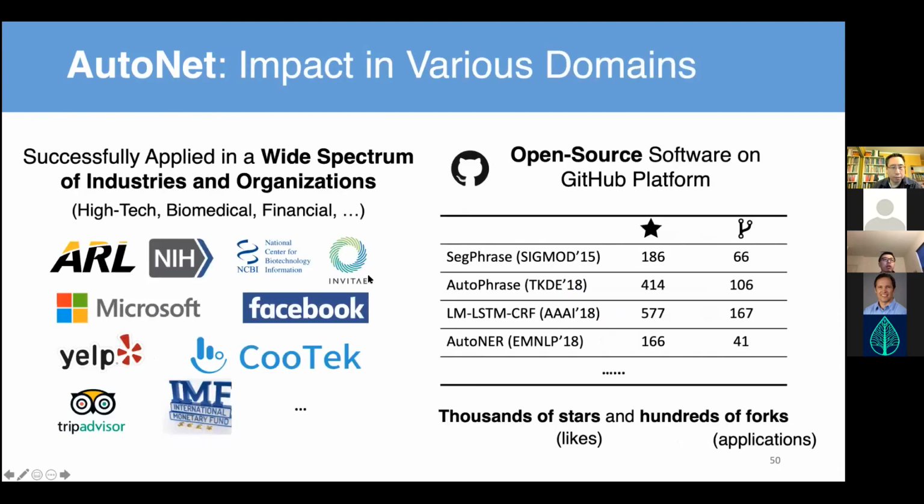And as I mentioned earlier, it has been applied in different industries and organizations ranging from high-tech, biomedical, and financial. And I have open sourced, I think, every piece of the work here on GitHub, either in my own repositories or in my collaborators' ones. And they are receiving thousands of stars and 100 forks so far. I think these numbers are from a couple of months ago, and maybe we have more stars now.